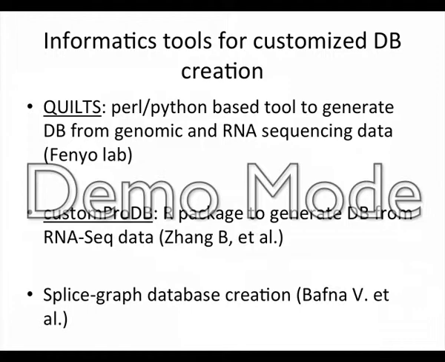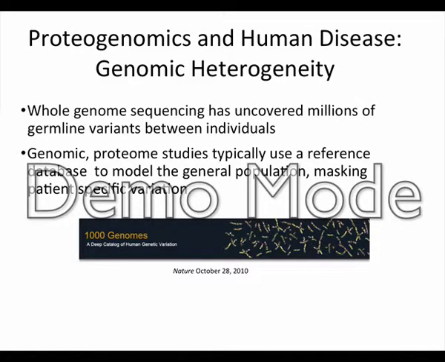So there's some informatics tools to do this. Quilts, which both David and I have worked on, generates databases from genomic and RNA sequencing data. It outputs FASTA files. There's another program called Custom ProDB, which does similar work with RNA-seq data. And then a splice graph database creation, which I'm not sure if that's actually open source yet, but I know it is either in the works or is out in the world. So just an example of how this would be used in the real world biology world.